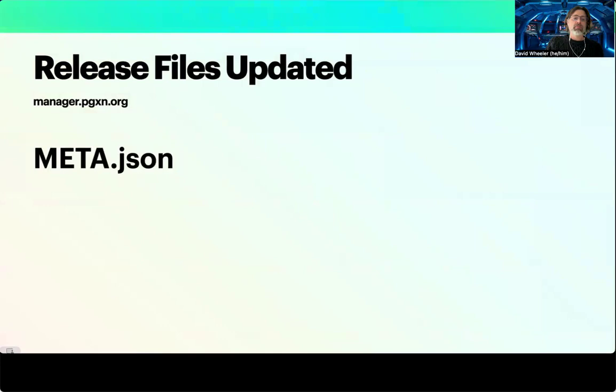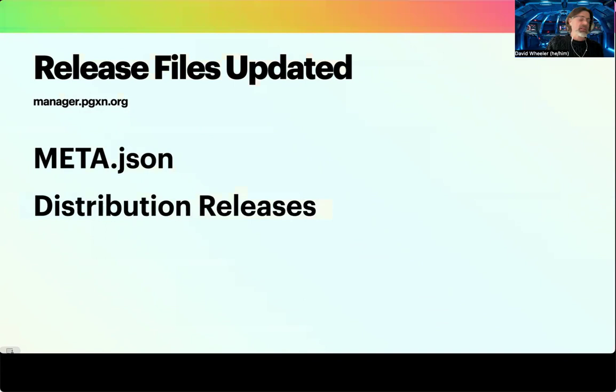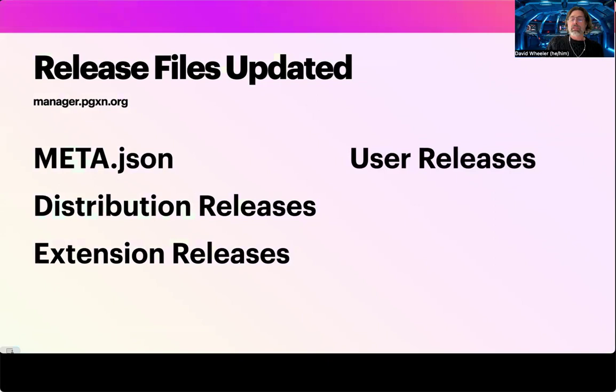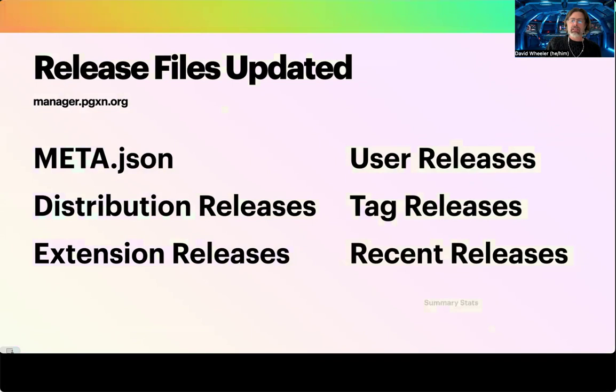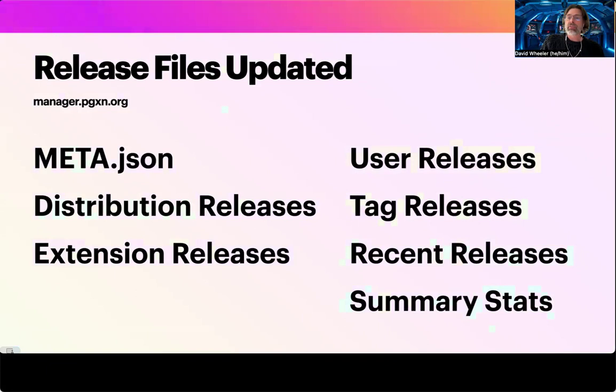So the files that are updated include the meta.json itself, because we put the SHA-1 in it, the list of distribution releases, a list of extension releases, releases that a user has made, the releases that are associated with a tag, recent releases, and summary stats. I'm realizing here I'm misusing releases in some of these things, extension distributions, whatever. No, actually, there's a lot of releases. Anyway, so the database generates the JSON for all those files and returns, here's the name of the file, here's the contents that goes in the file, and then PGXN Manager writes those out to the file system.